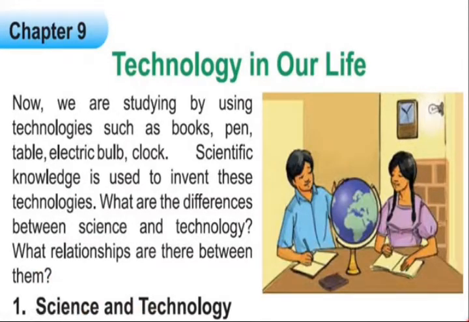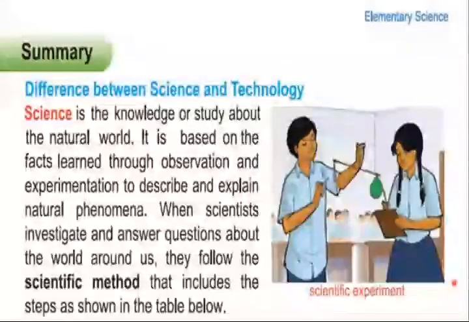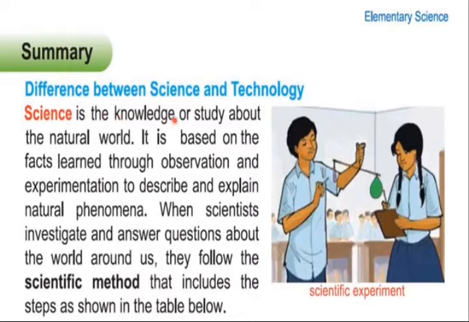Science and technology. Difference between science and technology. Science is a knowledge or study about the natural world. It is based on the facts learned through observation and experimentation to describe and explain natural phenomena. Here, phenomena means occurrence or incident. When scientists investigate and answer questions about the world around us, they follow the scientific method. We will discuss the scientific method later.